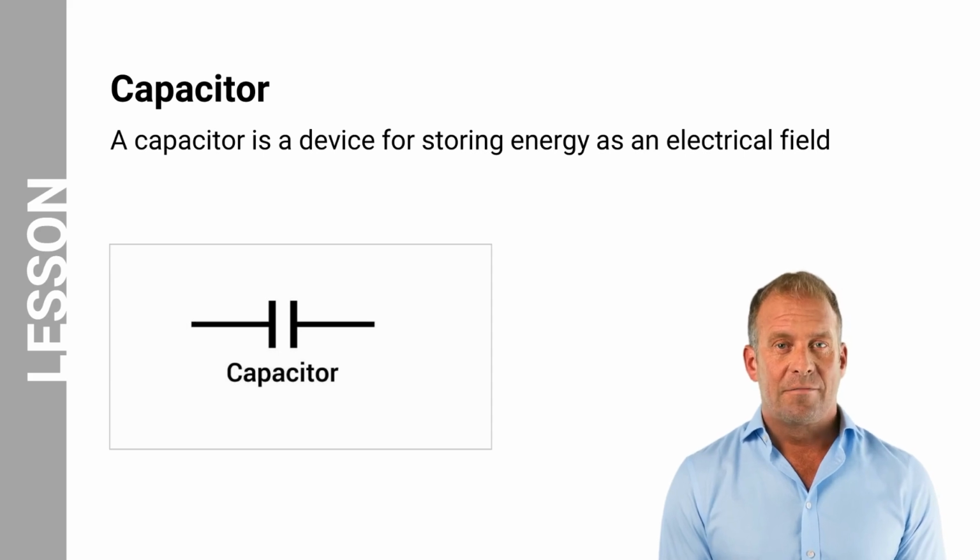A capacitor is a device for storing energy as an electrical field. Think of it like a water balloon. You can squeeze a lot of water (electrical energy) into the balloon (capacitor) quickly, but it can't hold much water (energy) for a long time. When you let go of the balloon, the water (energy) rushes out all at once.